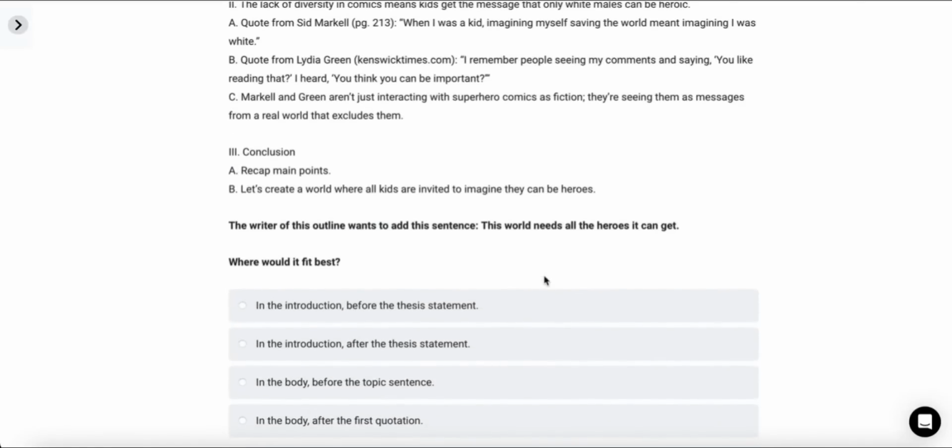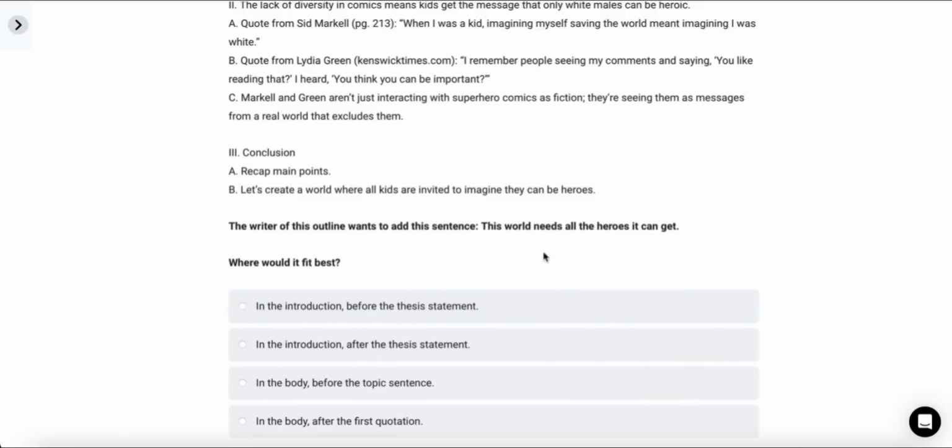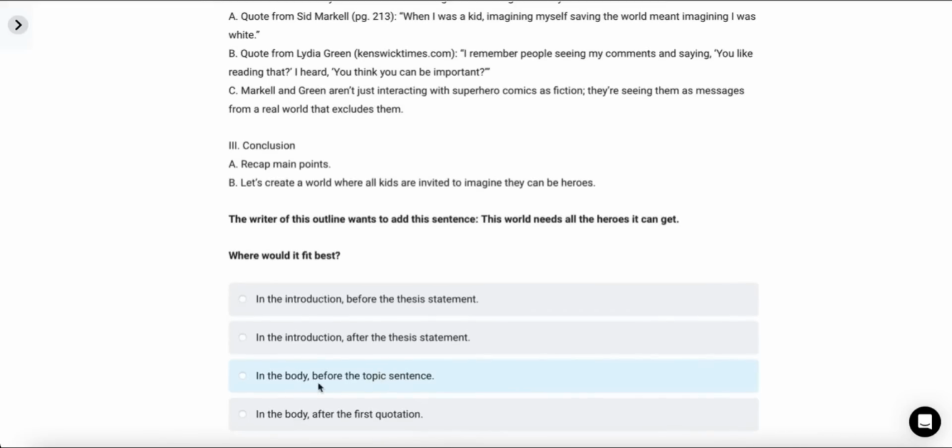The writer of this outline wants to add this sentence. This world needs all the heroes it can get. Where would it fit best? In the introduction before the thesis statement, in the introduction after the thesis statement, in the body before the topic sentence, in the body after the first quotation. Let's think about what kind of sentence this is. It's a broad statement about heroes in general. This would be a good fit for the beginning of an essay. So immediately we can knock out the two answer choices that talk about the body.